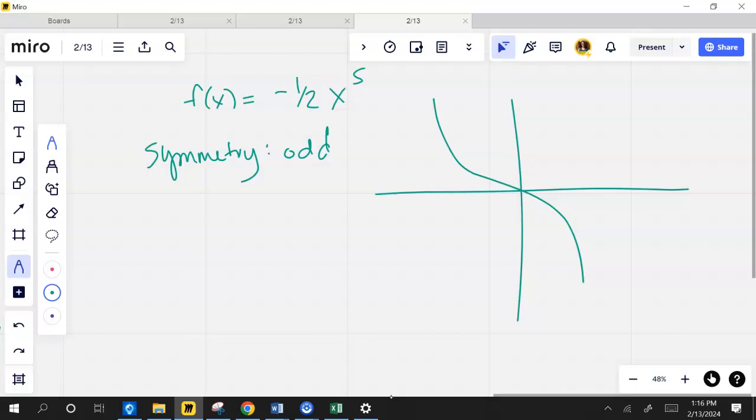So let's graph a couple points. Let's see what it looks like. You can use your calculator also. Do y'all know how to go into the table for your calculator? You really don't?